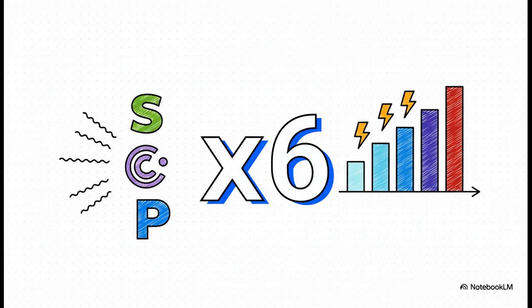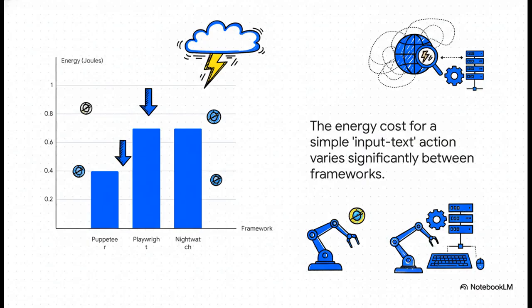6 times! Just take a look at this chart. For a really simple action, just typing text into a box, some frameworks use almost double the energy of others. And it probably comes back to that architecture we talked about. All those extra processes and communication layers, well, they just use more power. Now, this might seem tiny, but when you multiply it by millions of test runs and pipelines all over the world, it actually starts to add up.